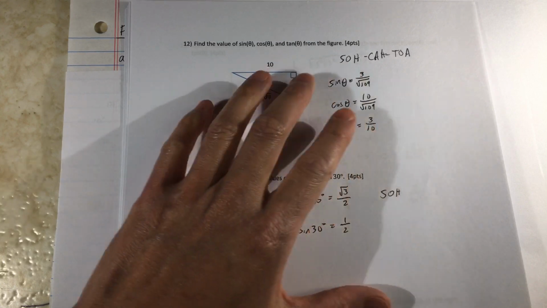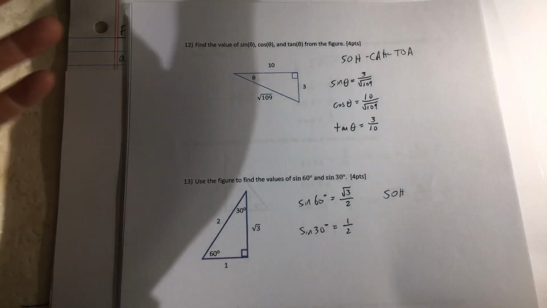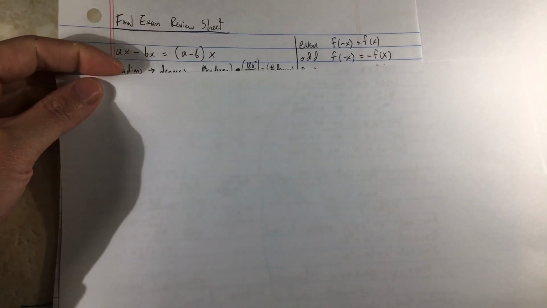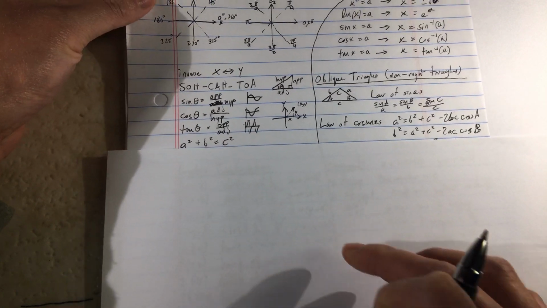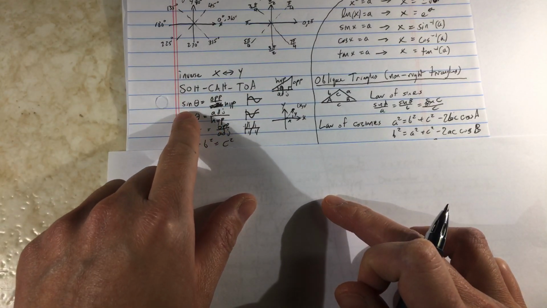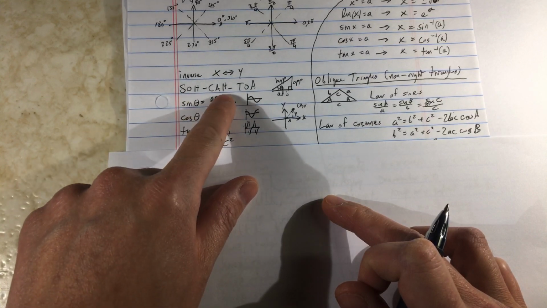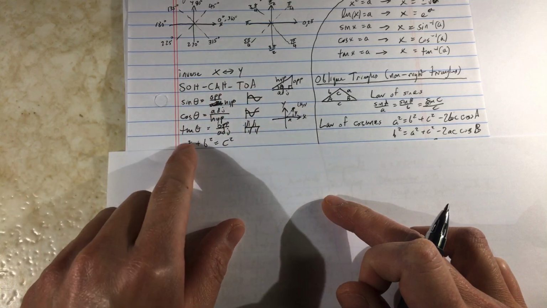So then we have a bunch of sine, cosine, tangent, SOHCAHTOA problems. That was the next thing that I put on my sheet here. So I put all my SOHCAHTOA stuff right here. Sine theta is opposite over hypotenuse. Cosine is adjacent over hypotenuse, and tangent is opposite over adjacent.